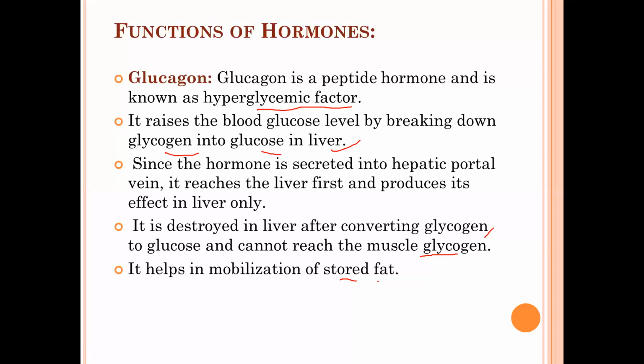That is about glucagon. So glucagon is nothing but what? A hyperglycemic hormone meant for converting glycogen into glucose. That is glycogenolysis. It is meant for the process called glycogenolysis, meaning breakdown of glycogen into glucose, that too in the liver itself.